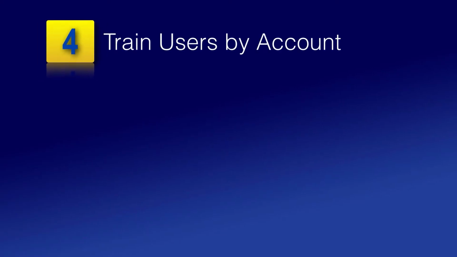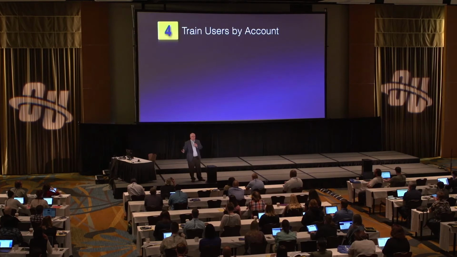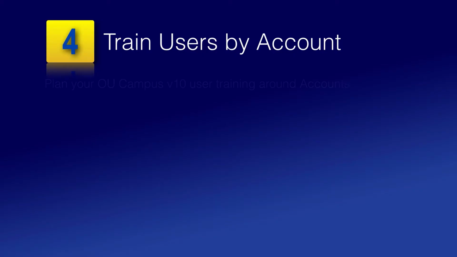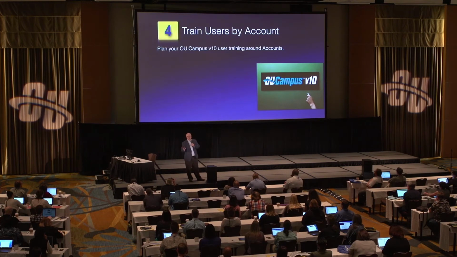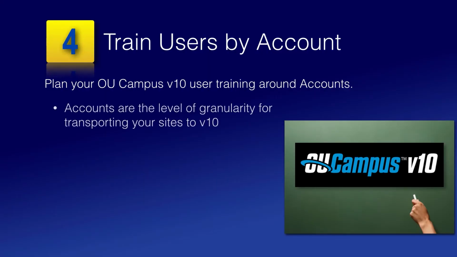So 4, train your users by account. Now what does that mean? OU Campus accounts, you may have many sites. You might have 2 sites, you might have 200 sites in an account. The common thing about that account is all users are common to that account. When we are transitioning and moving folks from version 9 into version 10, our transition tool is account bound. So you need to work on training your users based on their membership in accounts.